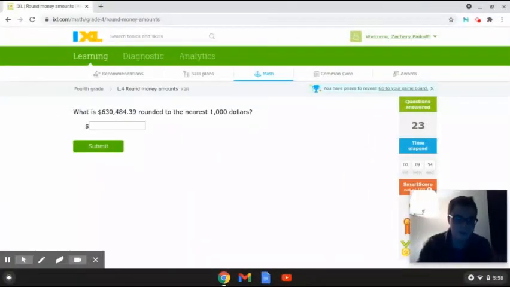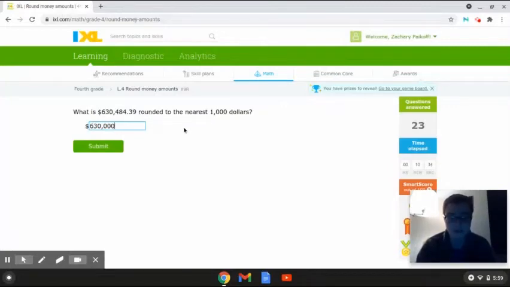All right, so this next problem reads, what is $630,484.39 rounded to the nearest $1,000? Okay, so in this problem we are given $630,484.39, and the number 0 is the key digit that we're going to be looking at. So that will be the number that we're going to be rounding to. And if we look to the right of the number 0, we have the number 4, and the number 4 is less than 5, so that tells me that this number is going to round down. And it will round down and become $630,000.